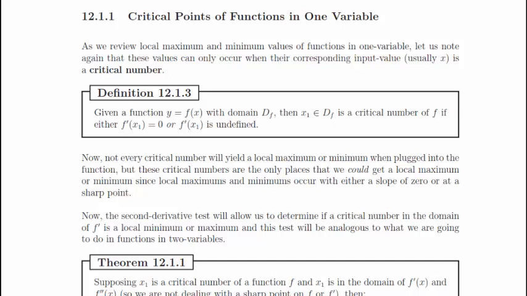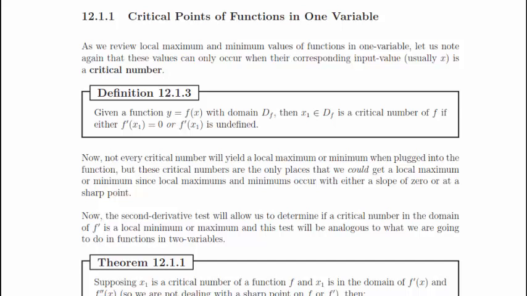So section 12.1.1, critical points of functions in one variable. As we review local maximum and minimum values of functions in one variable, let us note again that these values can only occur when their corresponding input value, normally x, is a critical number. So why is that? Well, let's remember what the definition is.